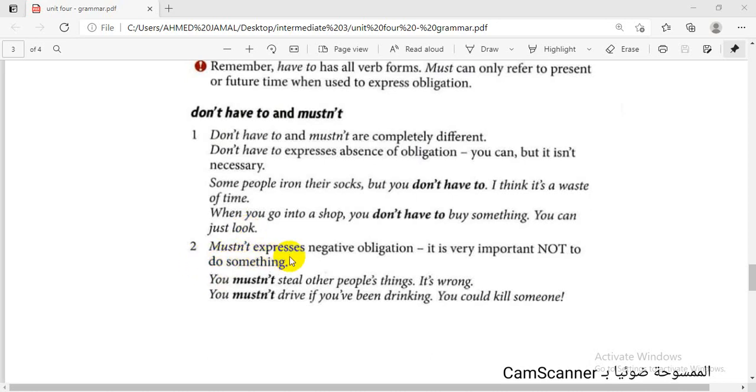2. Must not expresses negative obligation. It is very important not to do something.